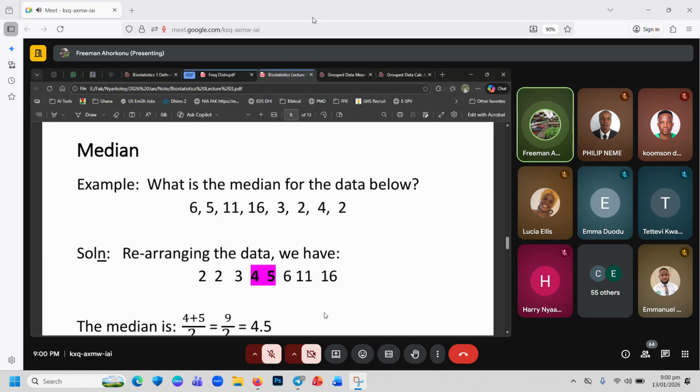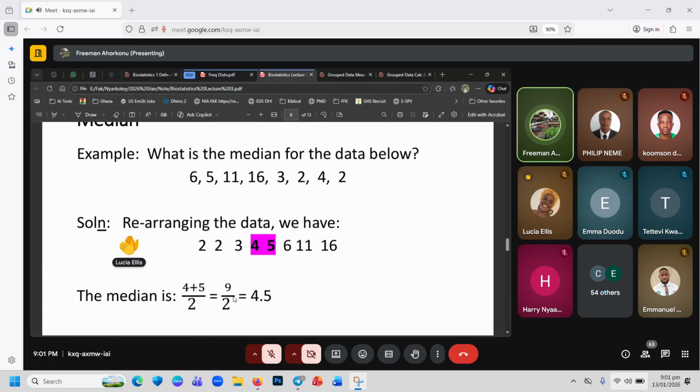We'll draw a line between 4 and 5, which means both numbers are at the middle. So what do we do? We find their average. Average means you add them and divide by the number of them. There are two numbers, 4 and 5. You add, you have 9, and divide by the number of them. There are two numbers, so 4.5 becomes your median.